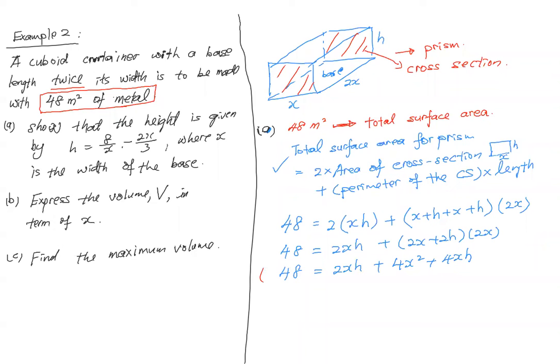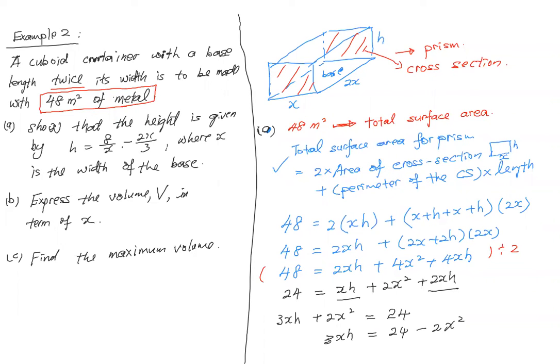So the whole thing I divide by 2. So I got 24 equal to XH plus 2X squared plus 2XH. So these two can add up. So I got 3XH plus 2X squared is equal to 24. So my 3XH is equal to 24 minus 2X squared. Okay, so your H is 24 divided by 3 is 8, 8 over X minus 2X over 3. Done. See or not?